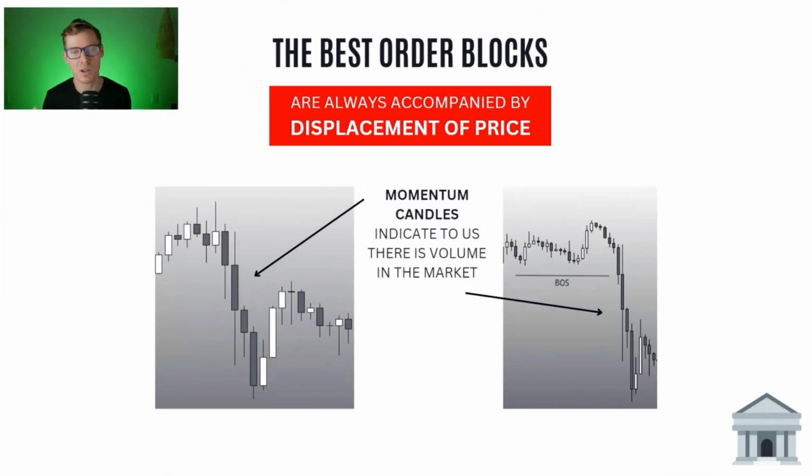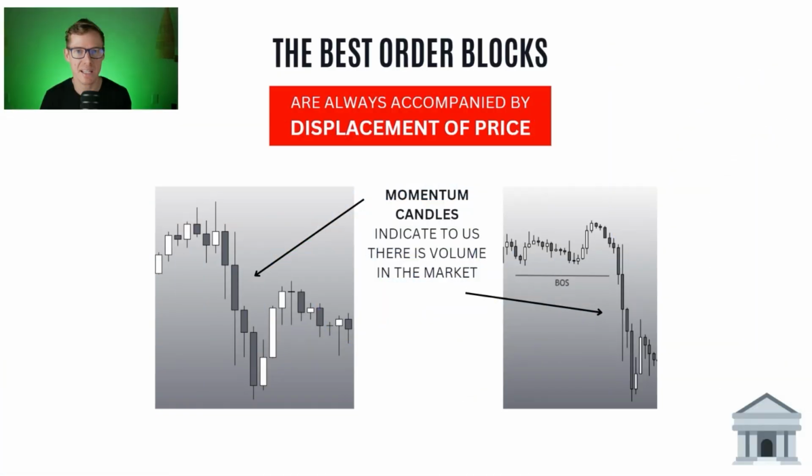The best order blocks are always accompanied by displacement of price. A displacement pattern usually represents these big momentum candles either to the downside or to the upside. This is showing us that there's volume, there's big orders and transactions taking place at these levels.